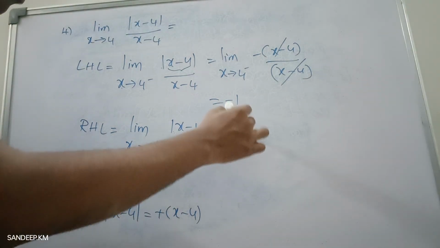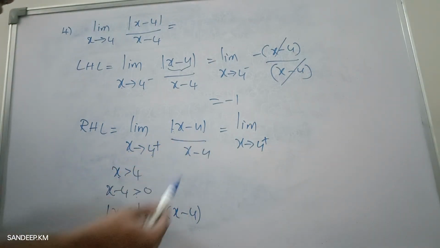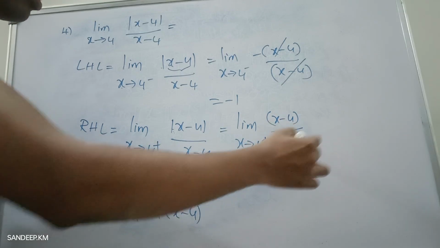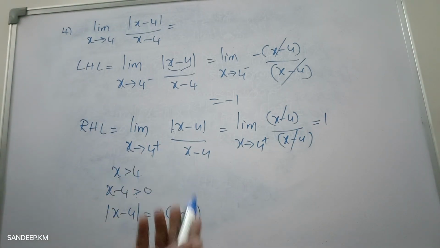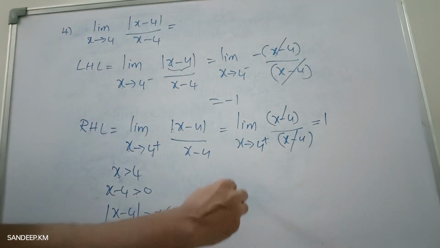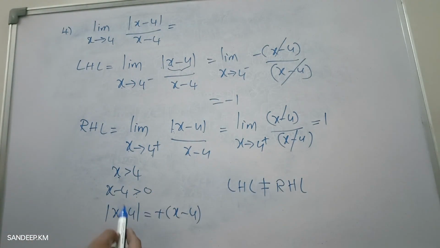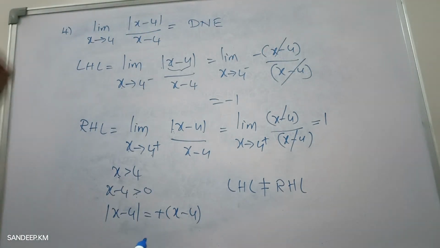So it is equal to what? Limit x approaches 4 plus, and instead of mod of x minus 4, we are writing x minus 4. Denominator as it is. So these two will get cancelled and you will get 1. RHL is 1, but LHL is minus 1. LHL is not equal to RHL. So therefore, dear students, the limit of this function also does not exist because the left hand limit is not equal to the right hand limit. Okay. So we'll go with the next example.